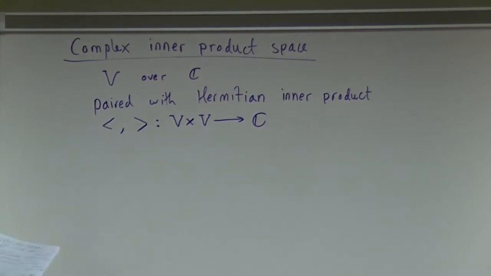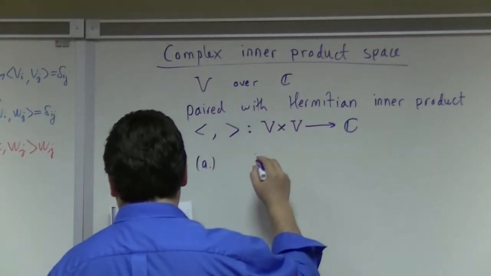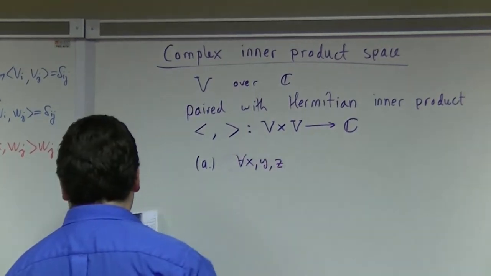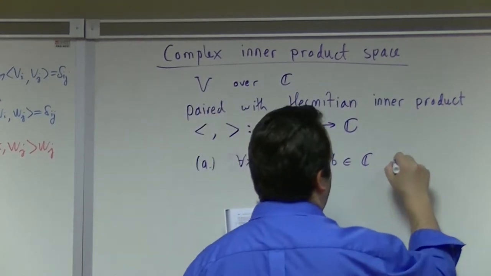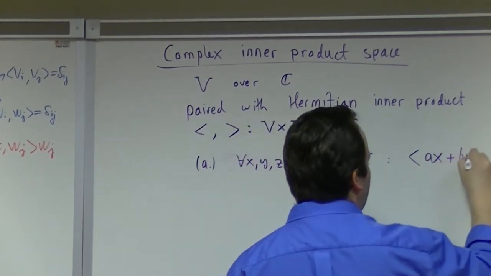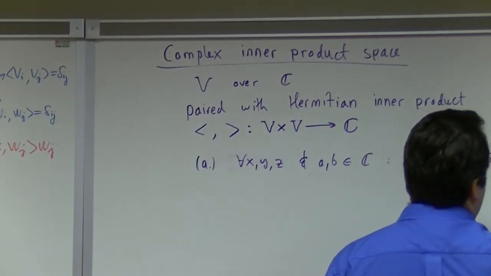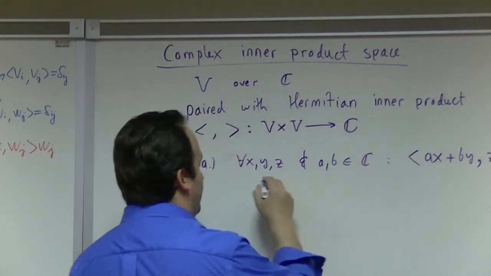The axioms that it must satisfy are, by the way, on page 242 of Damiano and Little. A: for all x, y, and z, and a and b in the complexes, we have that the inner product of ax plus by, comma z, is equal to a times the inner product of x, z, plus b times the inner product of y, z. If I wanted to give this a label, I would call this linearity in the first slot.